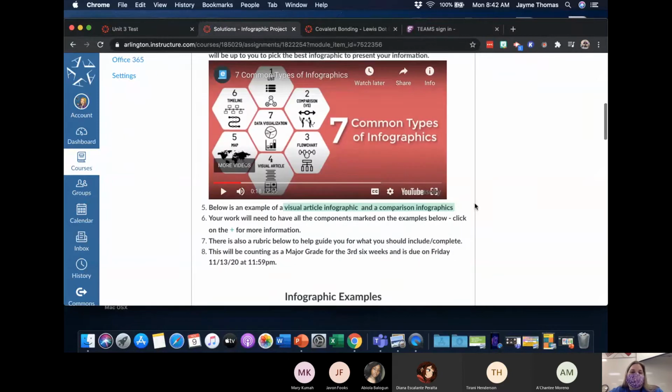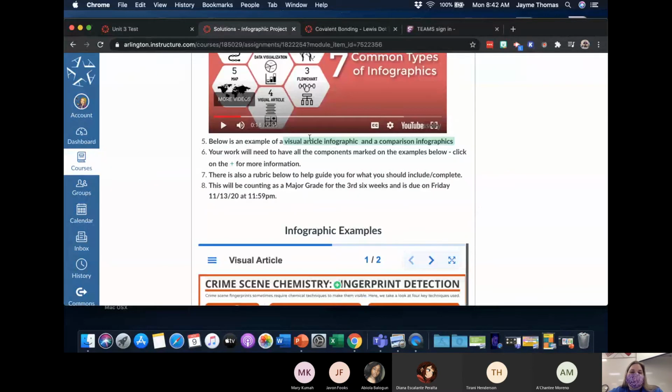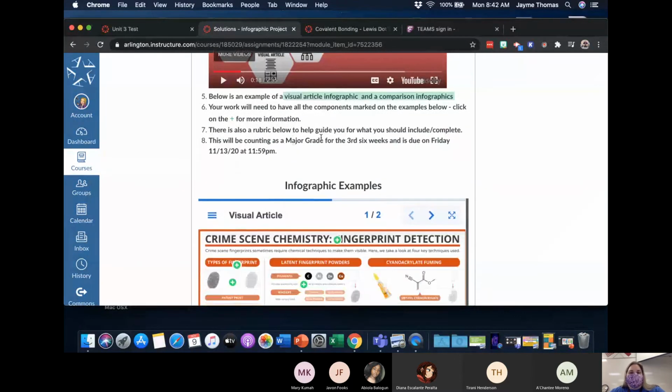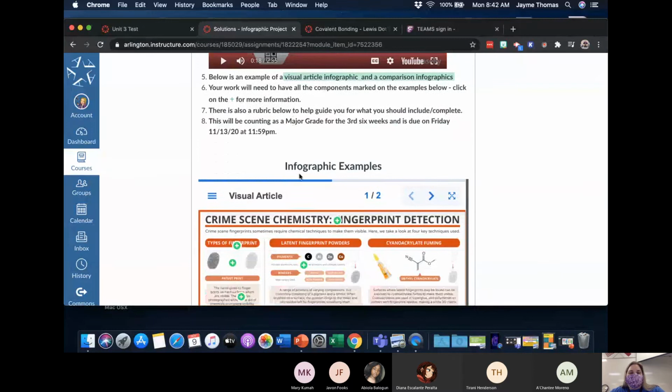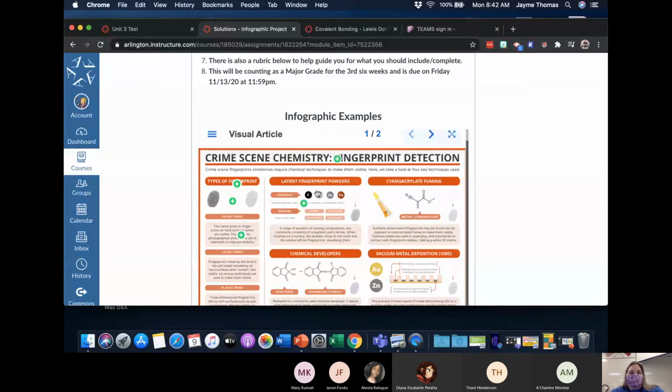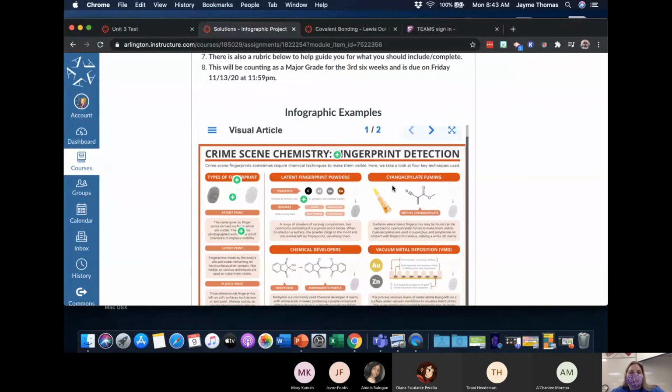So I've actually given you an example of 2 different ones. I gave you a visual article and also a comparison just so you can see that they still have all the same components, even though they're set up a little differently. And so you need to have all the components that are marked on these examples. So I'm going to go down here. There are all these little plus signs that you can go back and look at later if you want to.